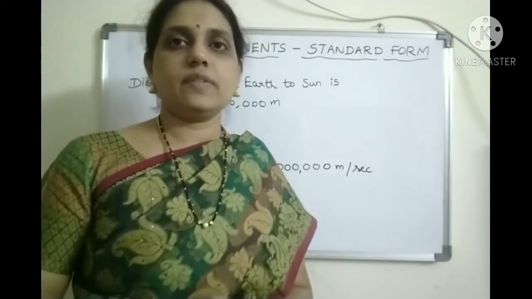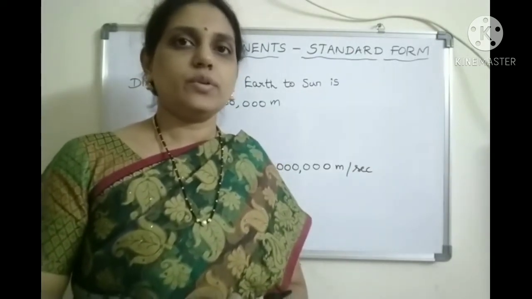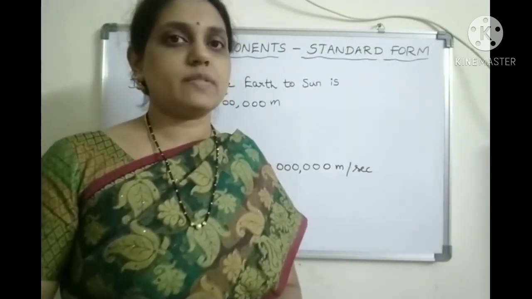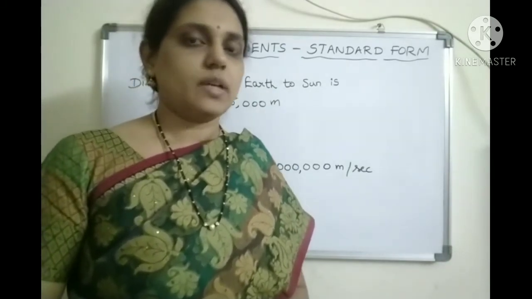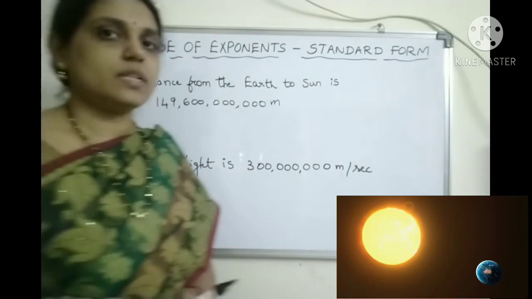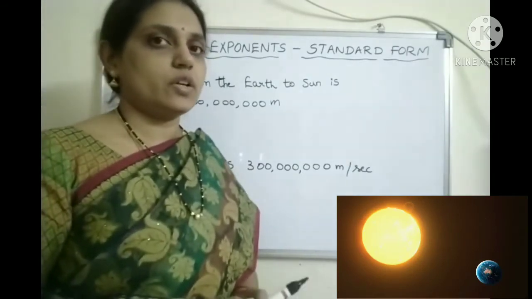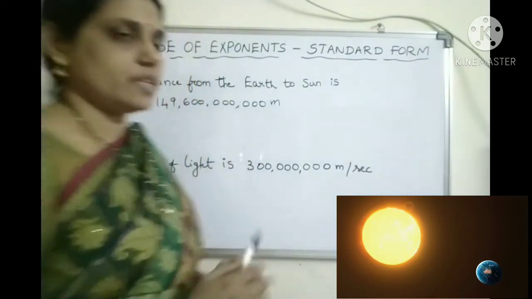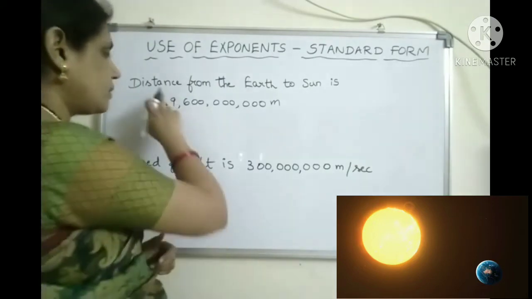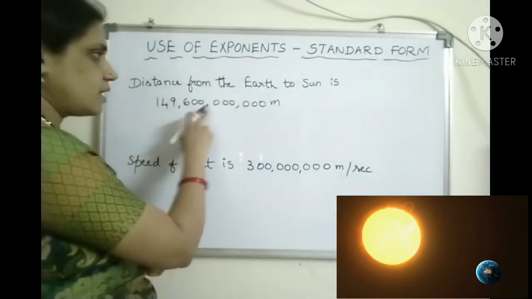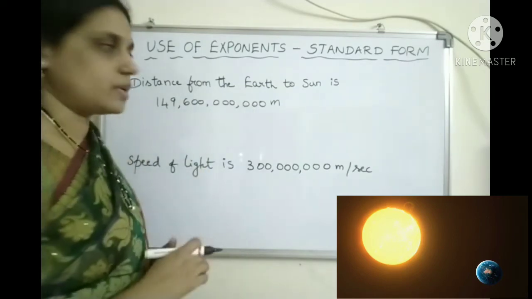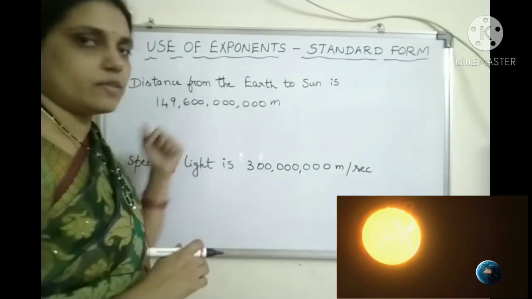Hello children, in this video we are going to learn how to use exponents to express very large numbers as well as very small numbers. In the previous class we already learned how to express very large numbers in standard form. Let us revise that. For example, the distance from the earth to the sun is 149,600,000,000 meters. It is a very large number. How to express this in standard form we will see.